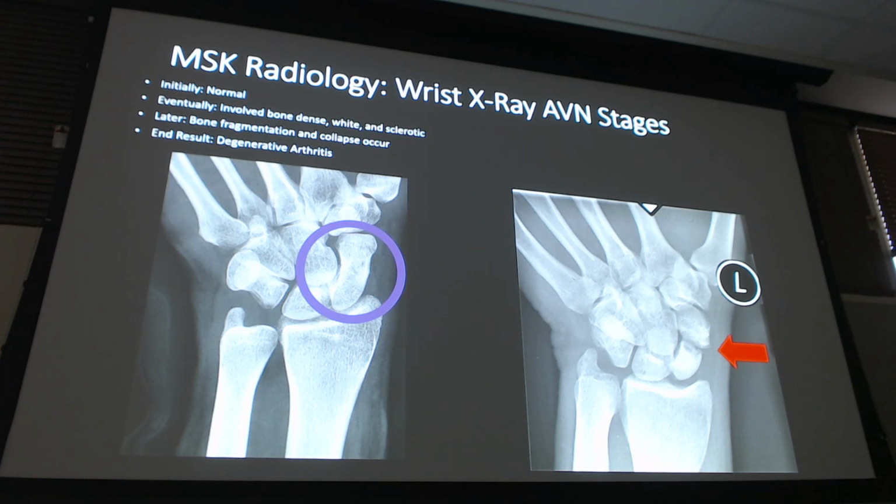So these are different stages of a person who came in, and the mechanism of injury for this is usually what we call a FOOSH, right? They fell on outstretched hand. You see this a lot. You trip over a curb, you fall, you brace yourself, you hit impact with hyperextension of your wrist, and all that impact comes in here, and it fractures that scaphoid, right? So the purple circle is the initial x-ray, all right? For all intents and purposes, this is normal.